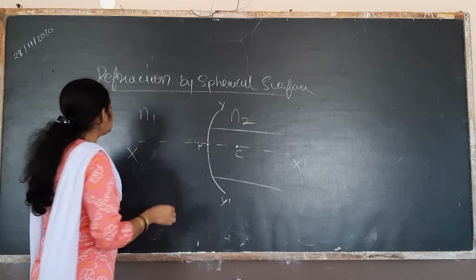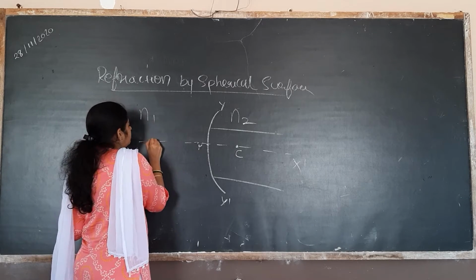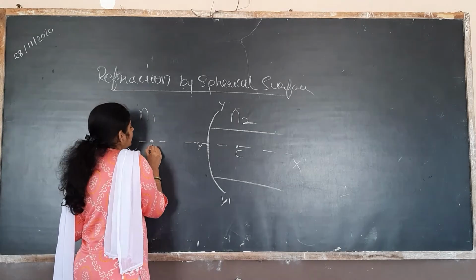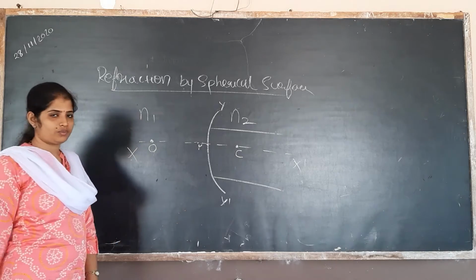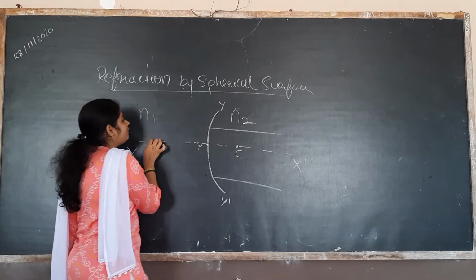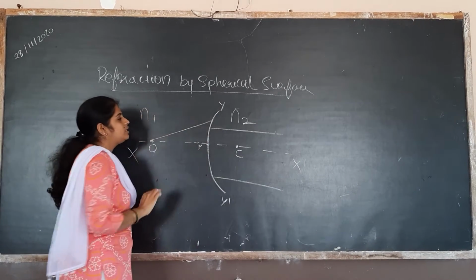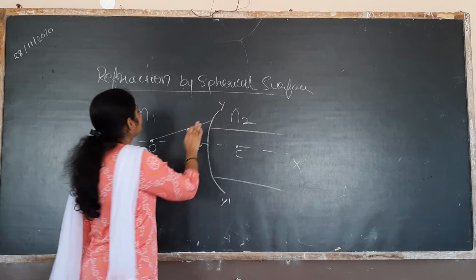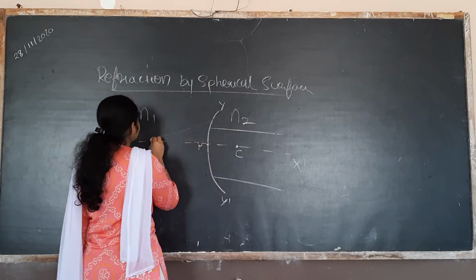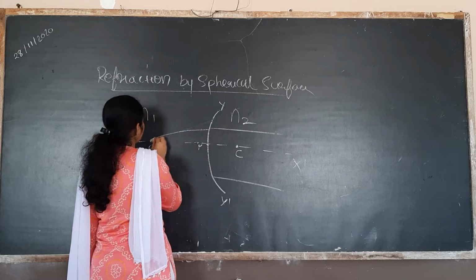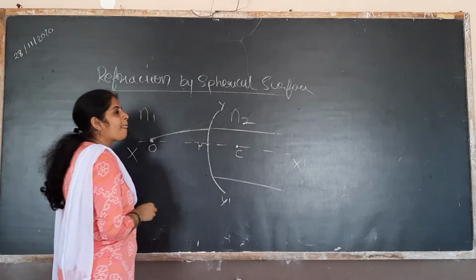Here the object is there, that is a point object. A ray will be incident like this way.